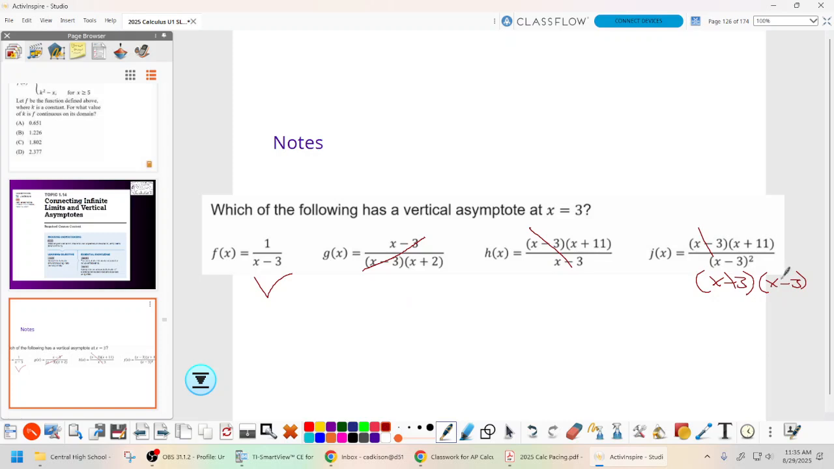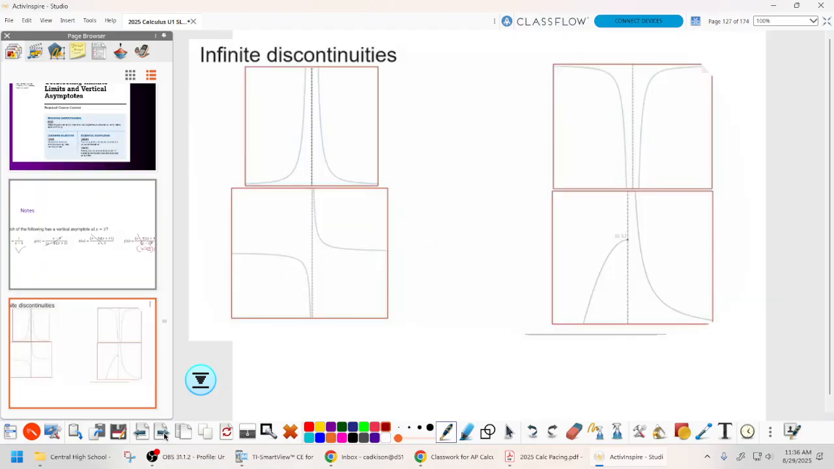Because it does have this other factor of x minus 3. But wouldn't that be x plus 3 because of the x minus 3 factor? No, because this one is x minus 3 quantity squared, so that means there's 2 of them. Oh, okay. Alright, so you kind of know about vertical asymptotes.